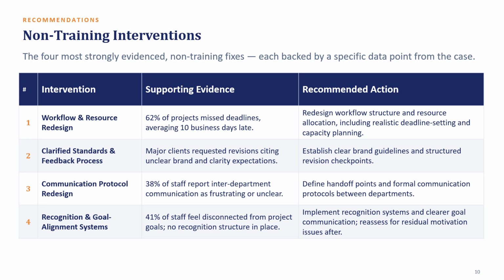For communication protocol redesign, where 38% of staff report interdepartment communication as frustrating or unclear, we recommend to define handoff points and formal communication protocols between departments. And finally, for recognition and goal alignment systems, where 41% of staff feel disconnected from project goals, we recommend to implement recognition systems and clearer goal communication, and reassess for residual motivation issues after.